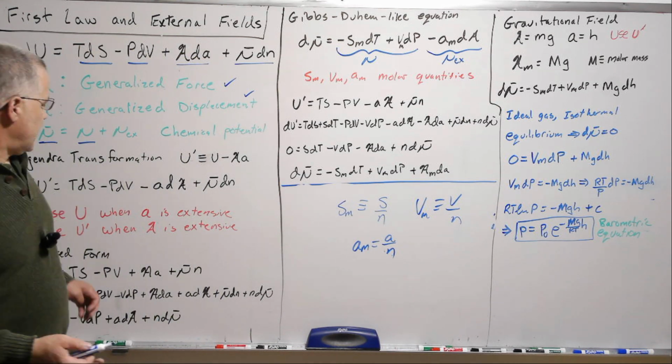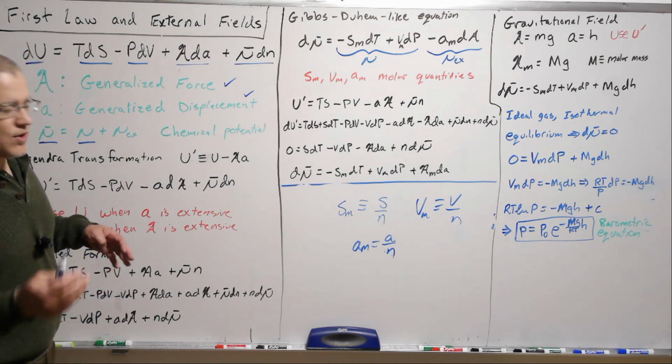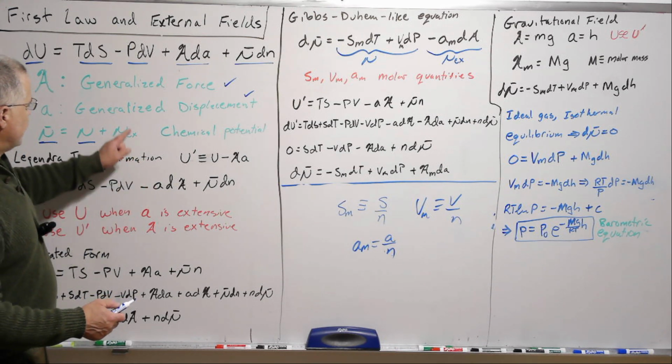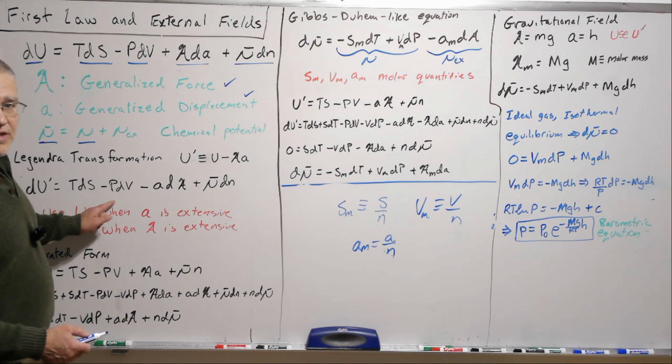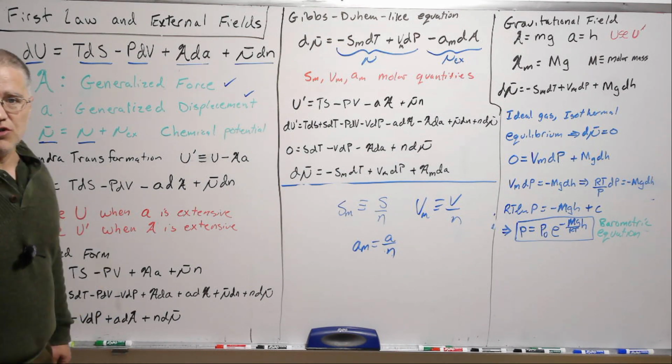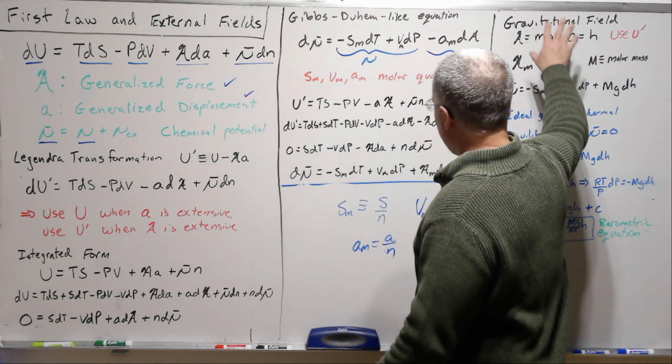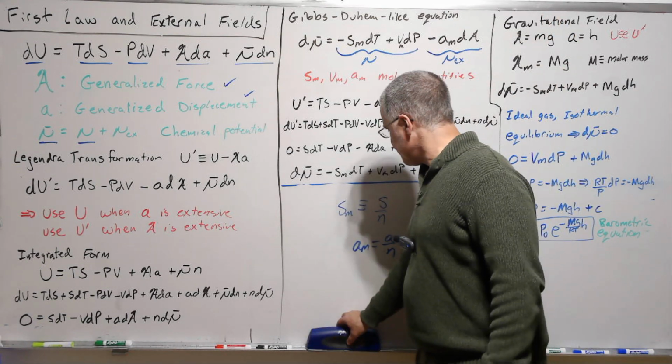And it wouldn't really work. And so it wouldn't work as well. So what we'll do then is if A is intensive, then we'll actually work with this guy and do the Gibbs-Duhem equation there, which is what's going to happen here in the gravitational field.